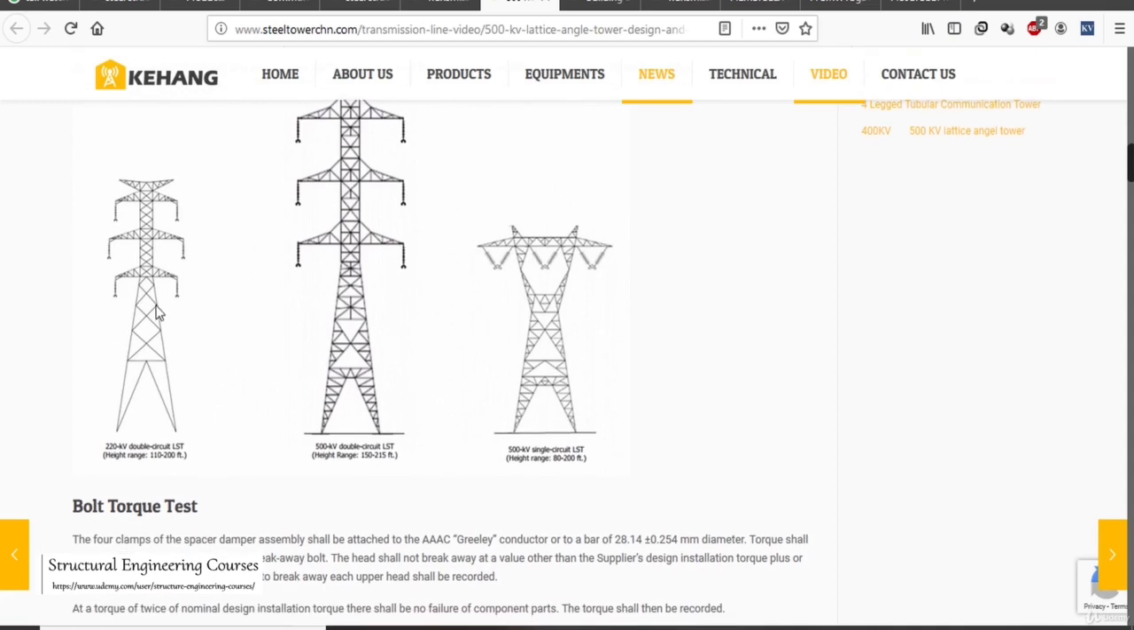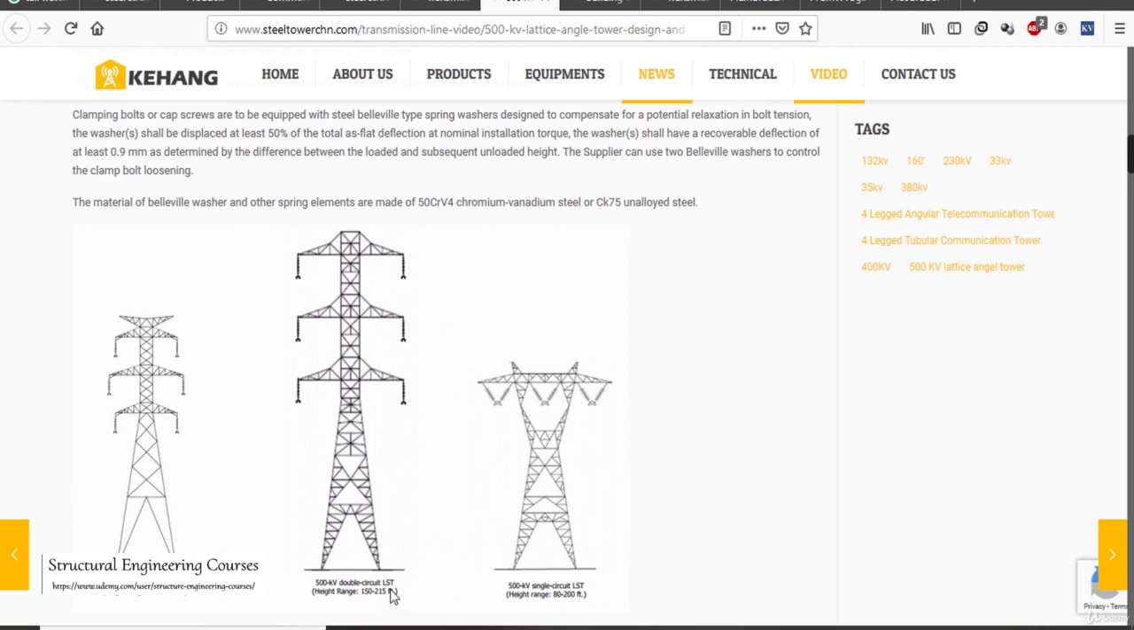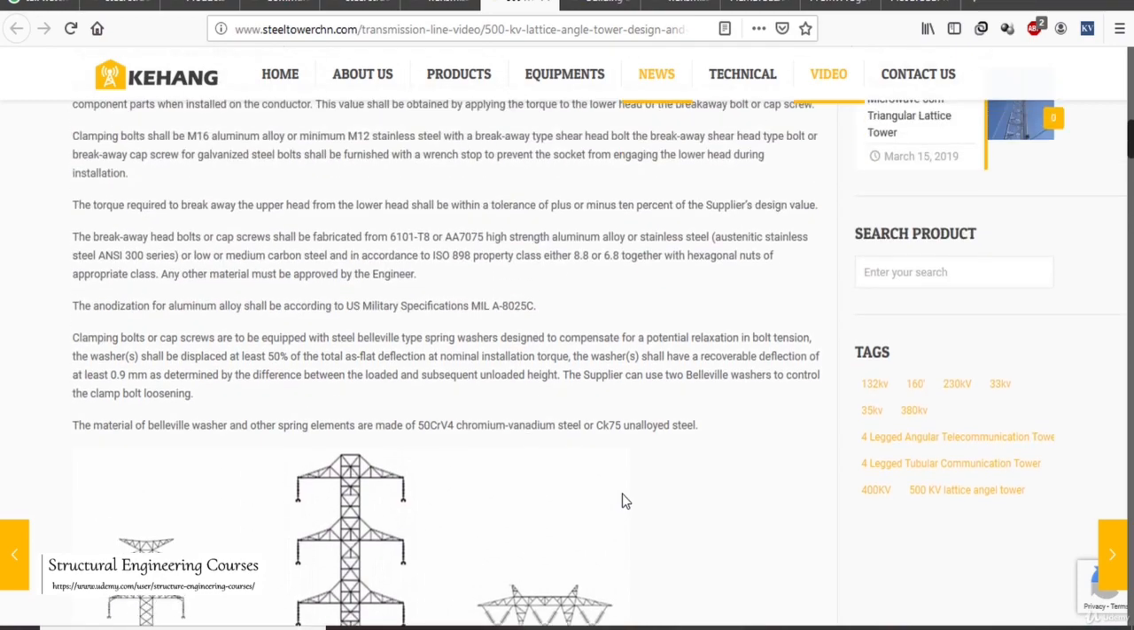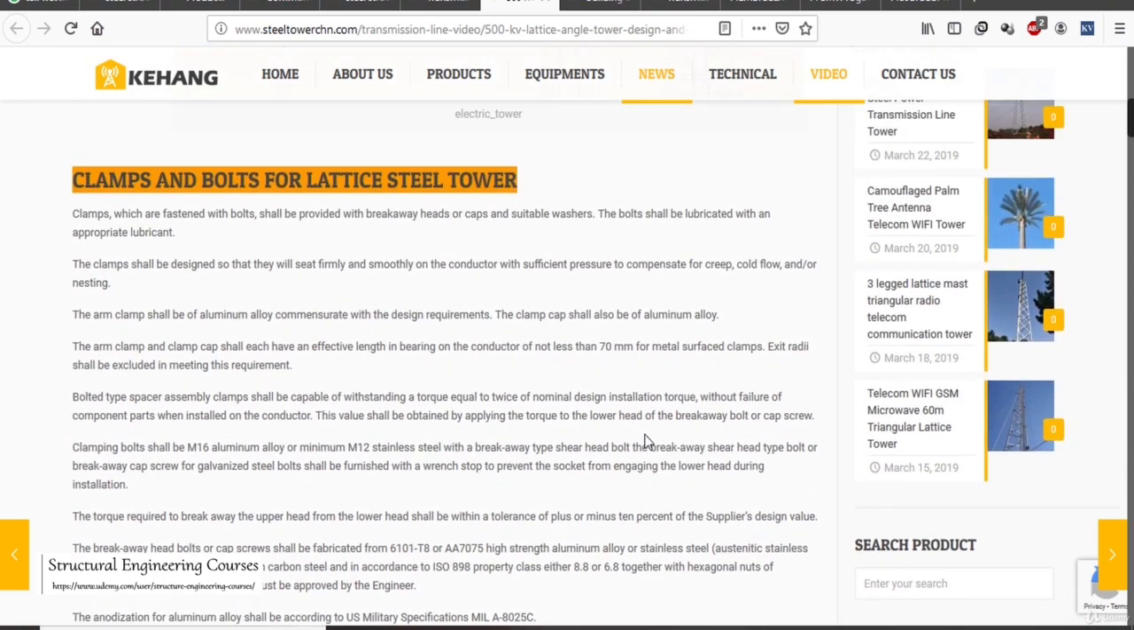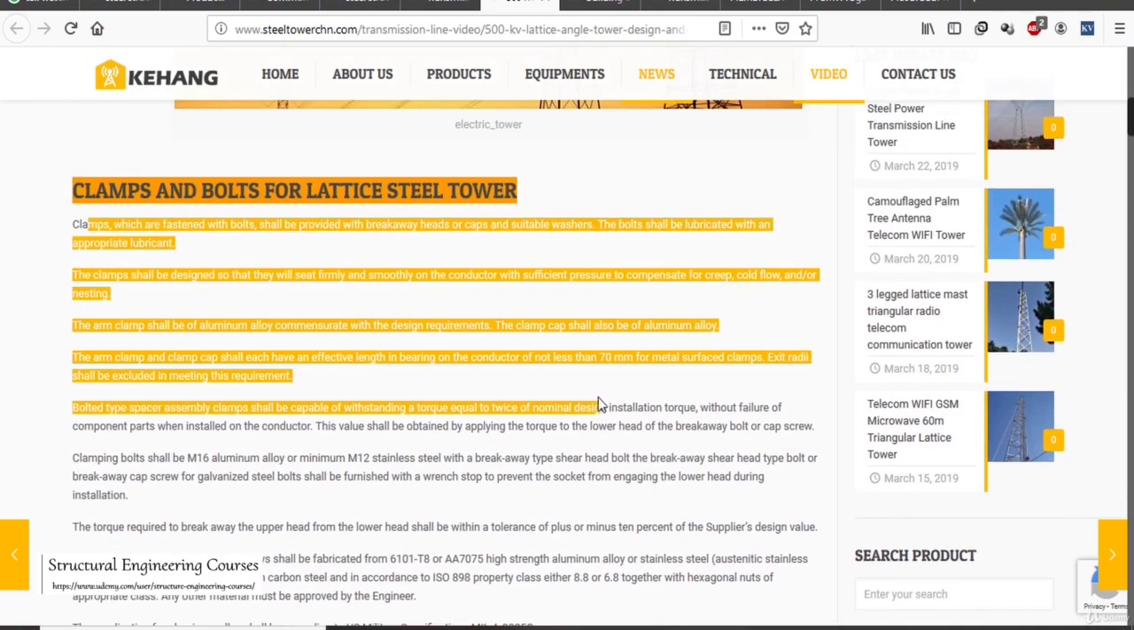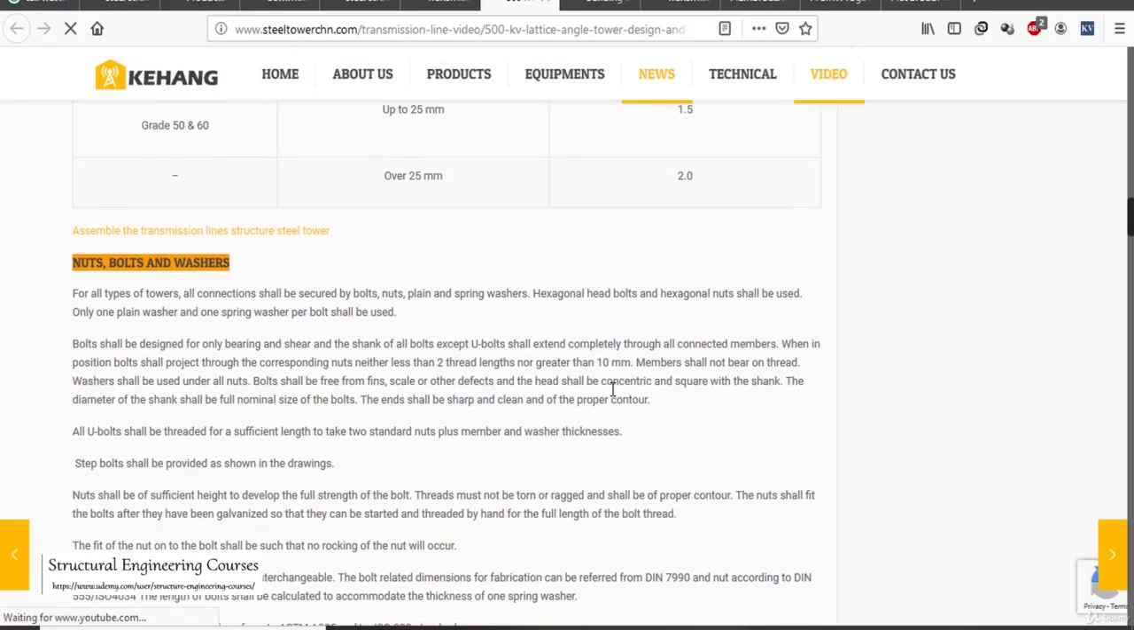This is basically the transmission tower as per the capacity. So here you can see that this is the 220 kV double circuit LST. The height range is 110 to 200 feet. This is a 500 kV double circuit LST. The height range of this is 150 to 215 feet. And this is a 500 kV single circuit LST. The height range is 80 to 200 feet. All these pictures are also good if you want to learn more about them.